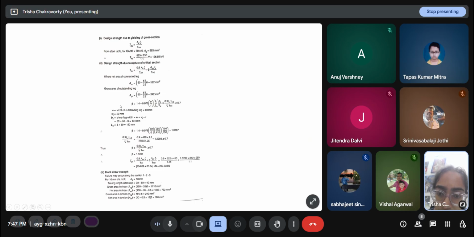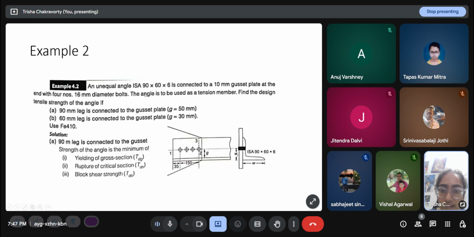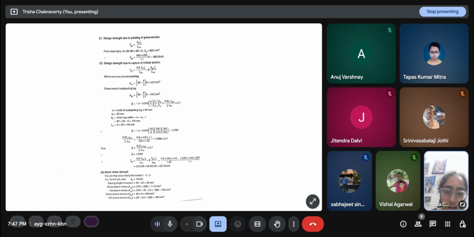Anyway, let's go to the other things first. And Tdn is 0.9, this is the regular term. So this An will be 90 minus 6 by 2 into 6. The gross area of the outstanding leg is 60, because 60 is the outside minus 6 by 2. This 6 by 2 is taken because the thickness of the angle is 6. This is the angle 90 into 60 into 6, right? So we subtract half of it into 6.